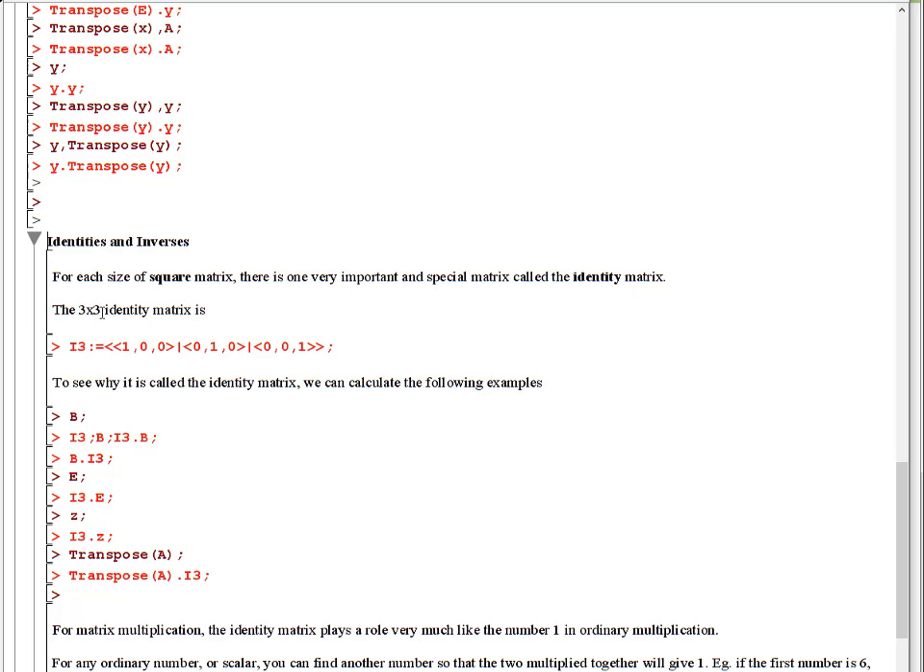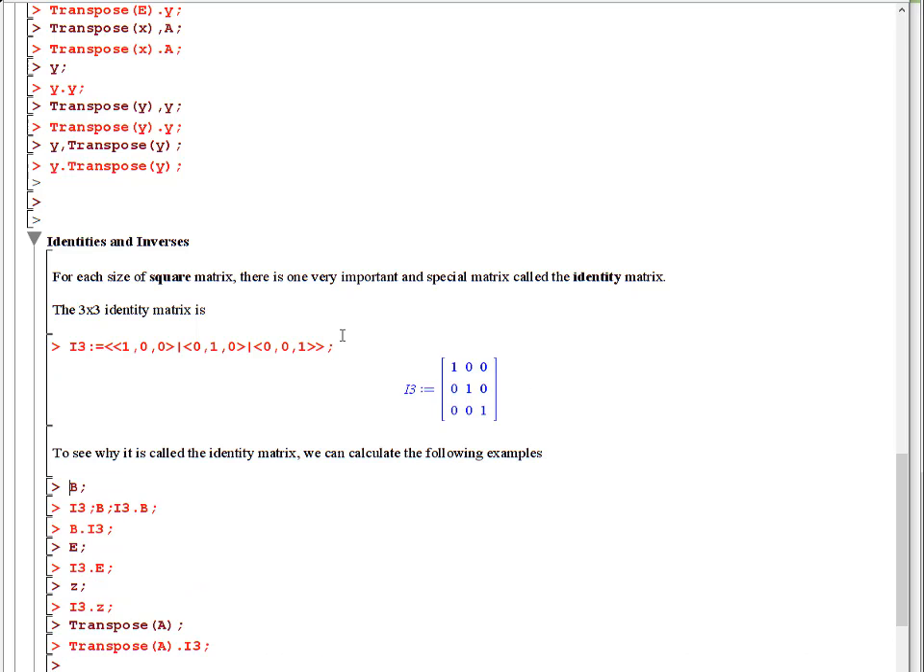So for example, for 3 by 3, the identity matrix is that one. The 3 by 3 identity matrix I call I3, because we can also have I2 for 2 by 2, I4 for 4 by 4, and so on. To see why it is called identity matrix, we can calculate some examples.